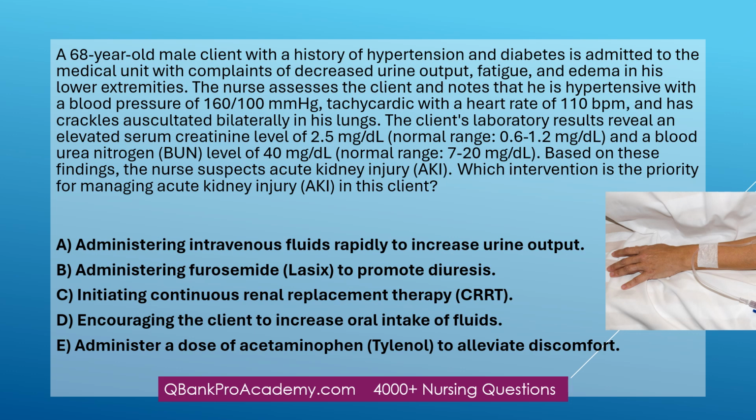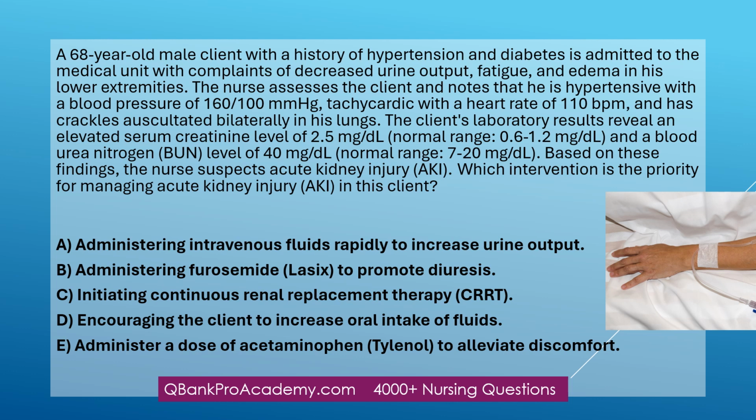A 68-year-old male client with a history of hypertension and diabetes is admitted to the medical unit with complaints of decreased urine output, fatigue, and edema in his lower extremities. The nurse assesses the client and notes that he is hypertensive with a blood pressure of 160/100, tachycardic with a heart rate of 110 bpm, and has crackles auscultated bilaterally in his lungs.